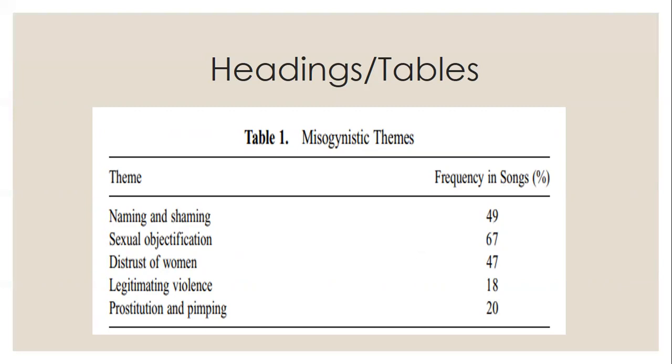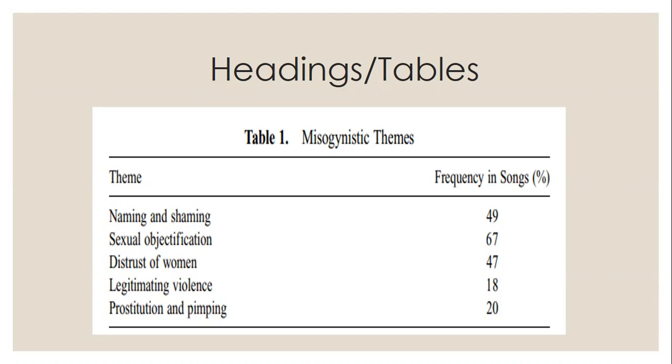The themes are naming and shaming, sexual objectification, distrust of women, legitimating violence, prostitution, and pimping. So I'm assuming they're looking for references to this sort of misogynistic take on women in the rap music. And we have the statistics in terms of frequency in songs. We can look at it and see that just from perusing that the most common misogynistic practice in the rap music that they examined at 67% was sexual objectification of women. And so again, we haven't read the article yet, but our understanding of the article is growing before we actually fill in the gaps.